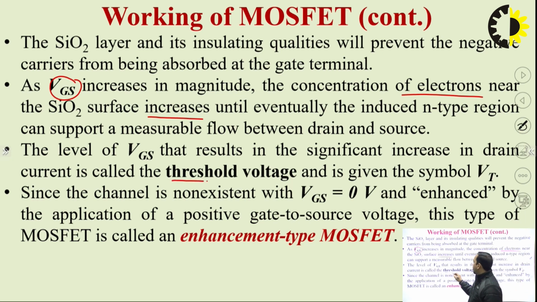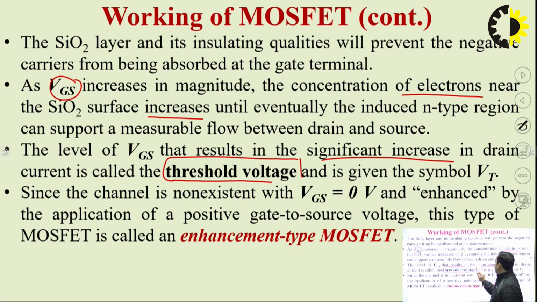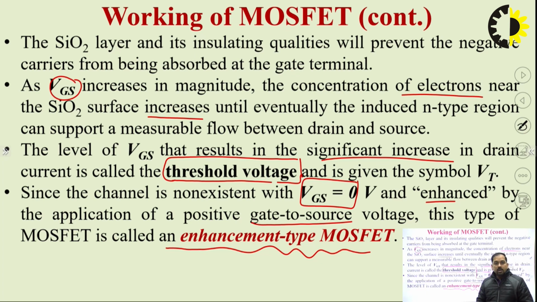So we have the definition of threshold voltage: the level of gate to source voltage that results in a significant increase in the drain current is called the threshold voltage, and it is denoted by VT. Since the channel was absent when VGS was 0, and it is enhanced by applying some positive voltage at the gate to source terminal, we can say that on applying gate to source voltage, the channel enhances. So this type of MOSFET is known as enhancement type MOSFET, because on applying the gate to source voltage, the number of electrons in the channel area increases, which enhances the value of current, which enhances the channel.